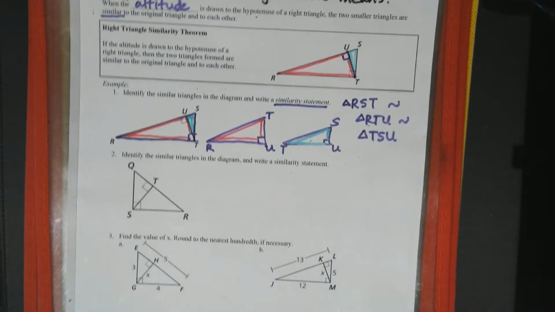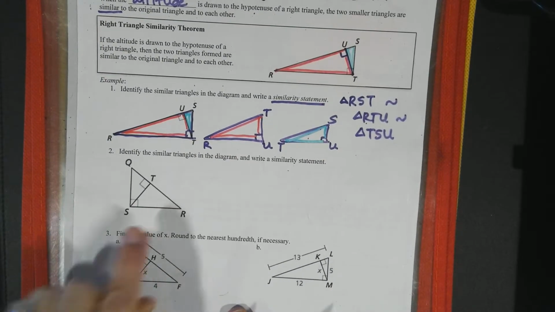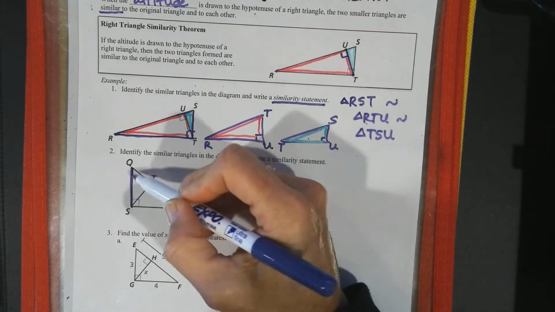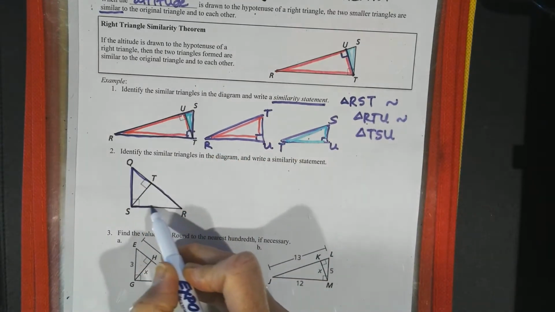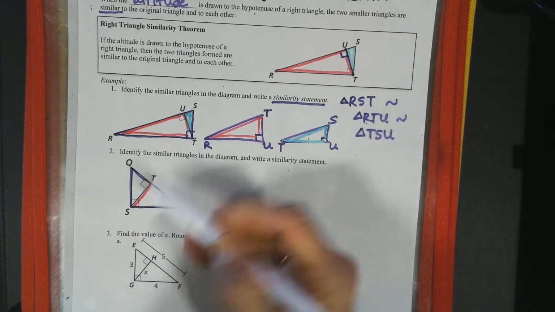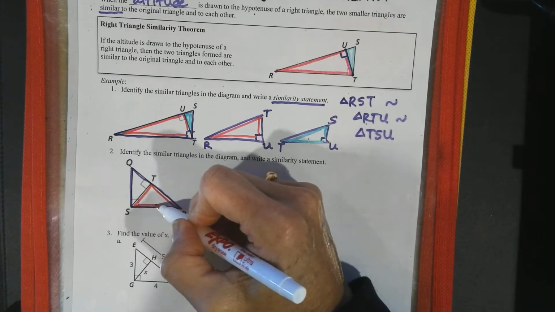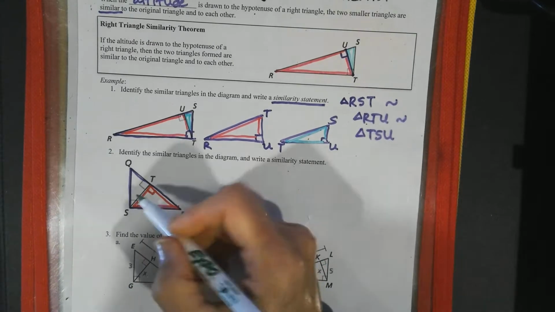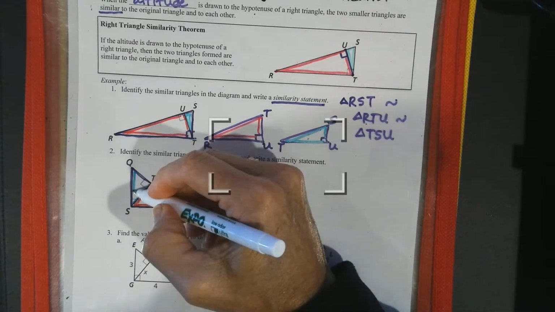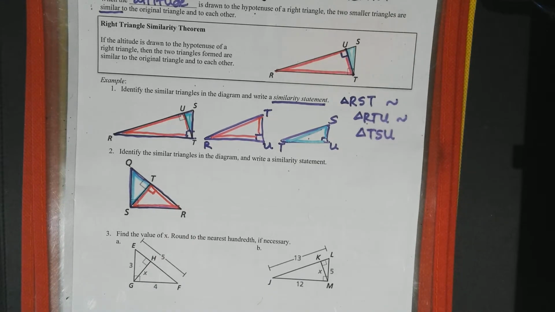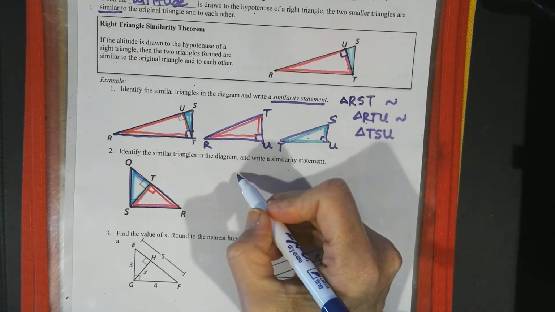Okay. In this one, you're going to identify the similar triangles and write a similarity statement. So again, I've got this one here. This is a big one. And then I have two smaller ones. So I've got this one here. And I've got this one here. If you're one of those lucky people who can actually not color code and do this in your head, kudos to you. But otherwise, I would just redraw them out like this.